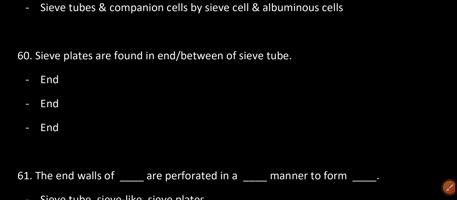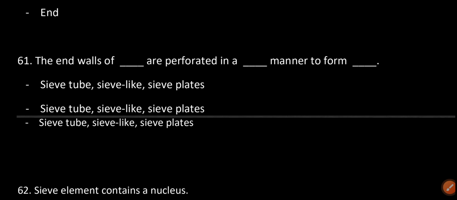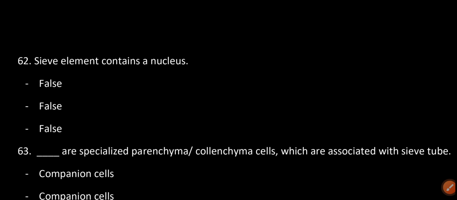Sieve plates are found at the end of a sieve tube. The end walls of sieve tubes are perforated in a sieve-like manner to form sieve plates. Sieve elements contain a nucleus. False.